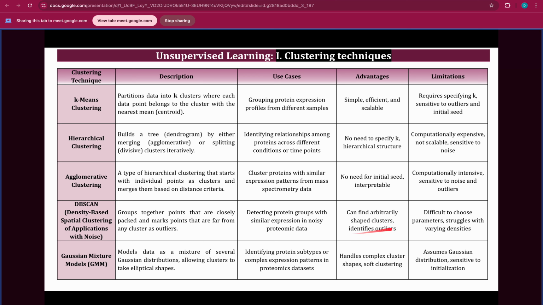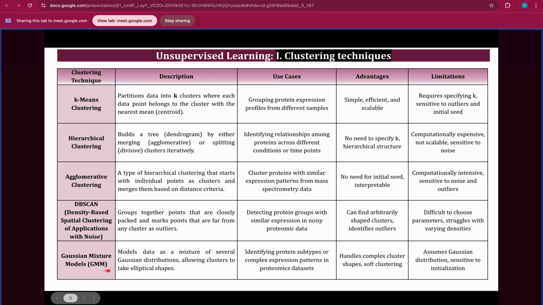It can find arbitrarily shaped clusters and identify outliers, but the problem is that it is difficult to choose the parameters. That is quite difficult, because in a later slide you will see how DBSCAN decides when to call something a cluster, and what the neighborhood distance should be. Deciding which distance is appropriate to call two points neighbors and group them into one cluster is a little bit difficult, because densities might vary.